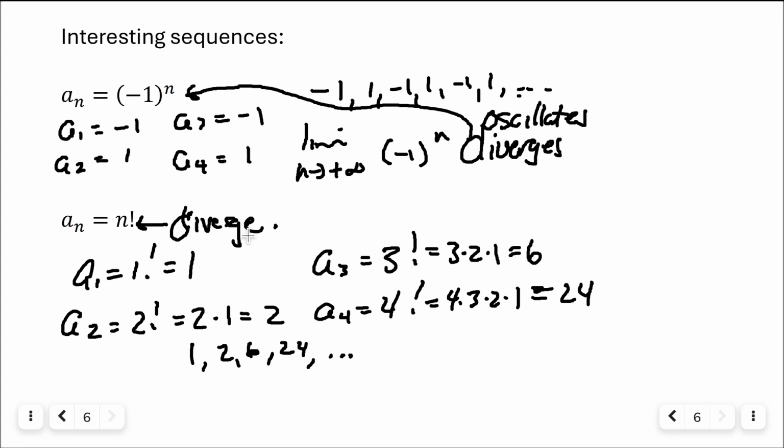All right. And that's it for sequences. That's a look at some simple sequences. We're going to use the concept of sequences in our next video to talk about series.